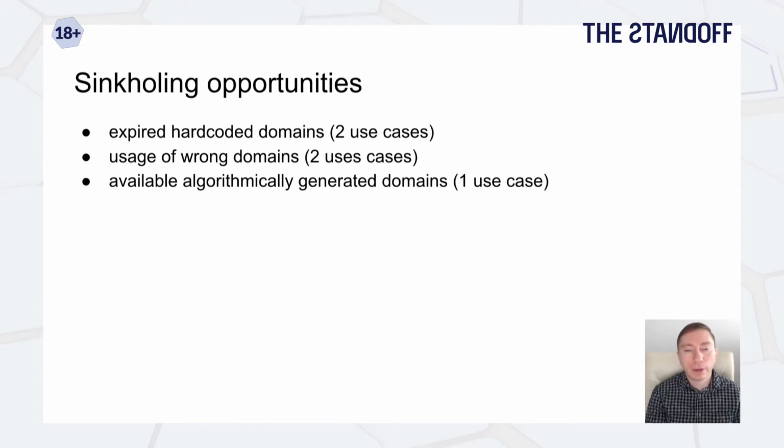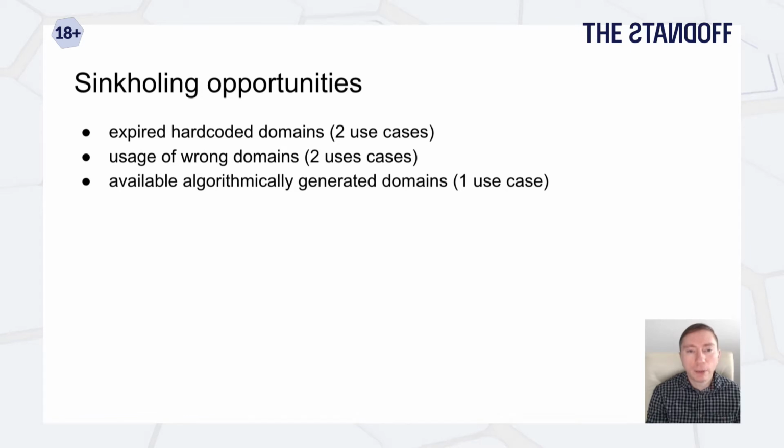We found various sinkholing opportunities relating to the advertising world. We are going to present the 5 most interesting cases that we found, and we separated them into 3 categories. The first category is about expired hard-coded domains. This is the most prevalent category. For example, it can happen when a company ceases to exist and their previously owned domains no longer get renewed. In this case, those domains may be available to buy, and they can still be used by various applications, for example.